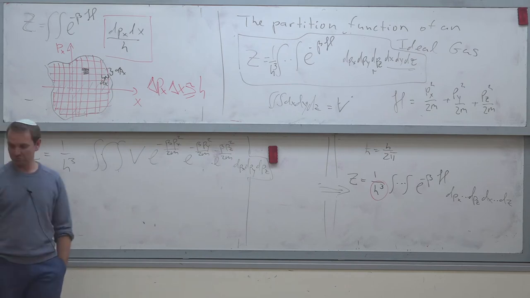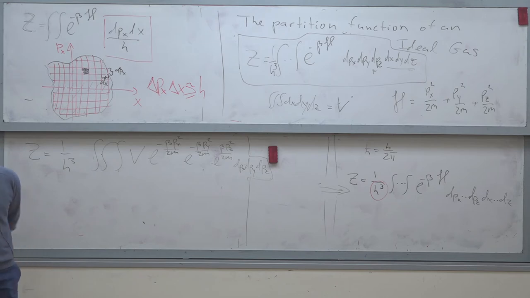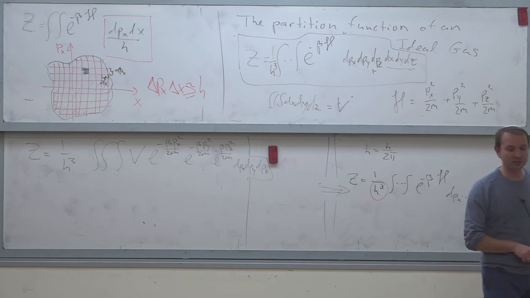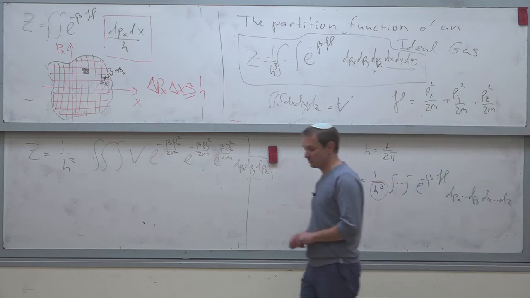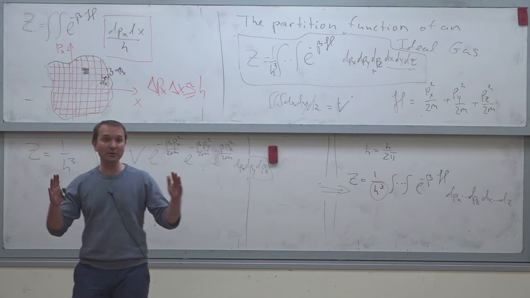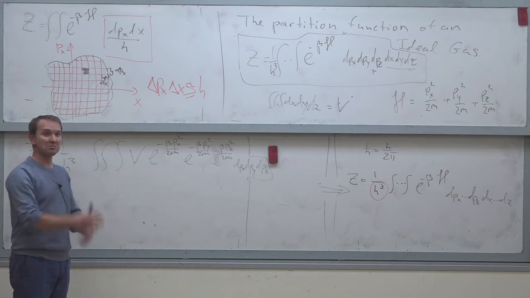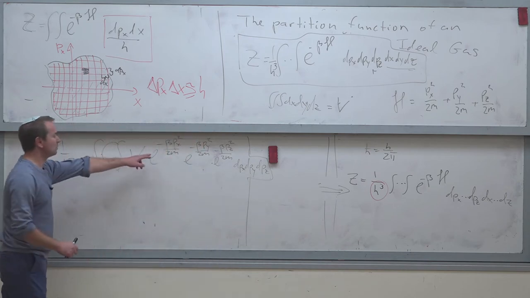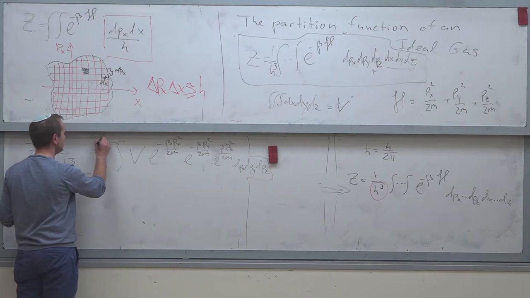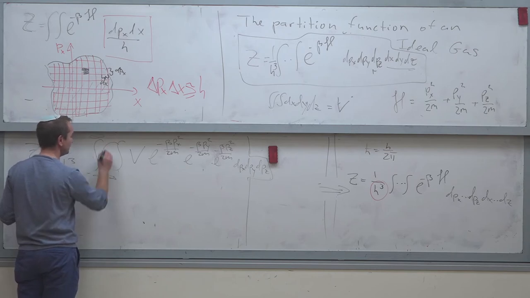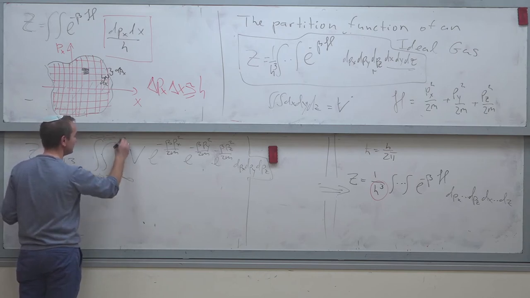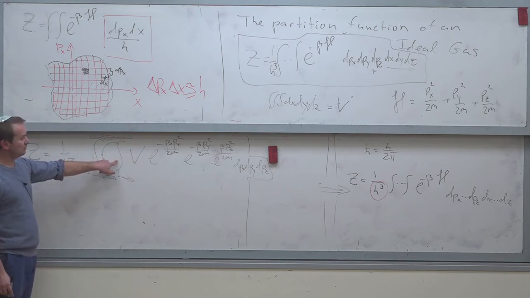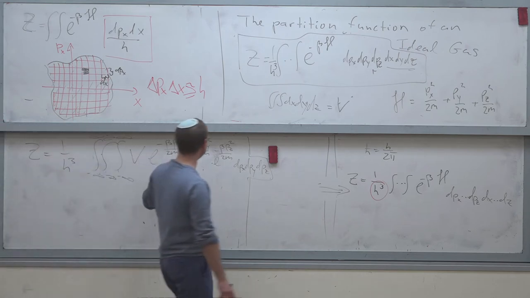Now, the p's can be absolutely anything, right? We are not assuming some specific velocity. We don't know what the velocity of the particles is. The only thing that we know is that the particles are bounded in the box. The velocities of those particles can be whatever they like. So px goes from minus infinity to infinity, py goes from minus infinity to infinity, and pz goes from minus infinity to infinity.